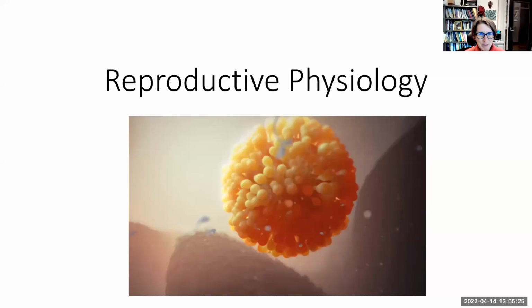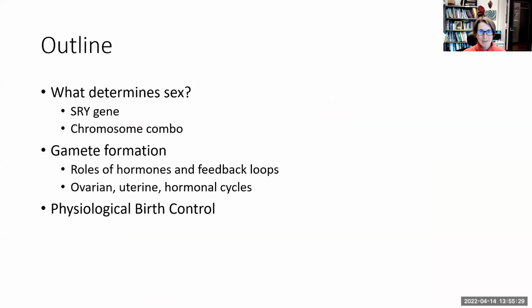So let's talk about reproductive physiology. Welcome to our lecture. Here's our outline. We're going to talk about what determines sex in humans, how we form gametes, and the roles of different hormones and feedback loops. You're going to love that. And then once we understand that, we can start talking about physiological birth controls and how they work.